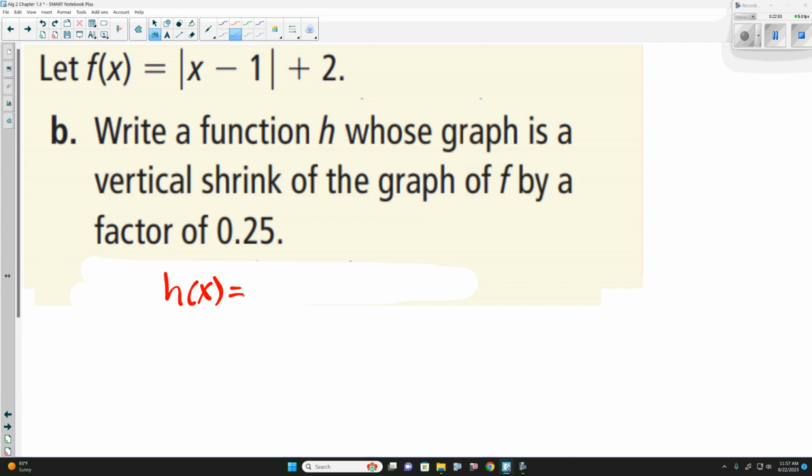Now since we're talking about a vertical stretch or shrink, we have a times f of x. Vertical stretch or shrink is exactly as we see it. We don't have to do anything to change it. So this time our value of a is what? What did it say the factor was? 0.25. So our value of a is 0.25.